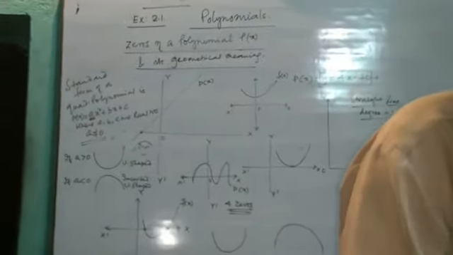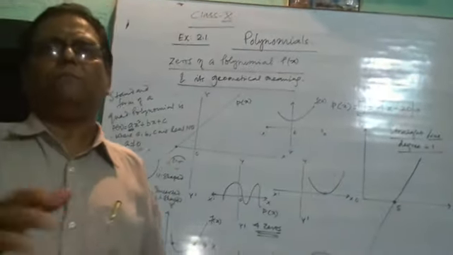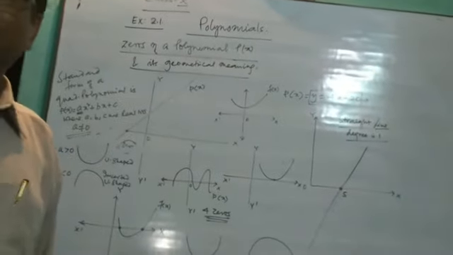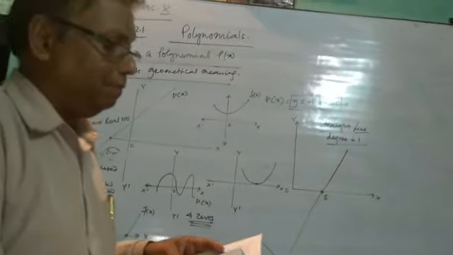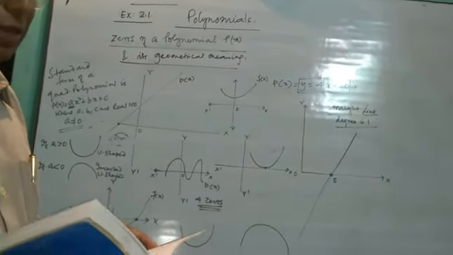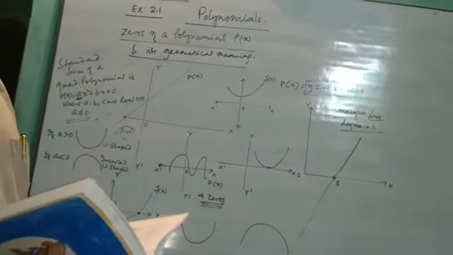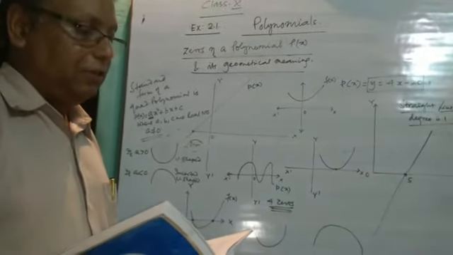Now see a few questions I will read out from this, and very easily you can solve them by yourself. The simple thing is that you have to see at how many places the given polynomial is intersecting the x-axis, and that will give you the number of zeros of that polynomial. Only one question is there in Exercise 2.1. Six figures are given. You are having the NCERT book with you. Exercise 2.1, page 28.